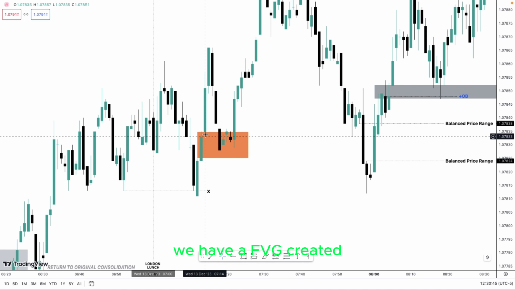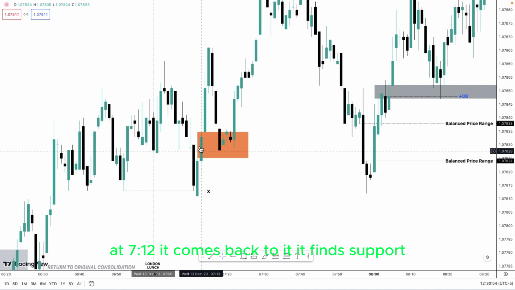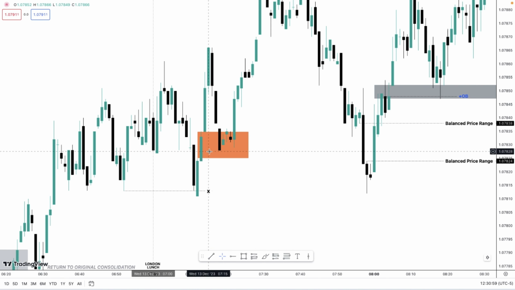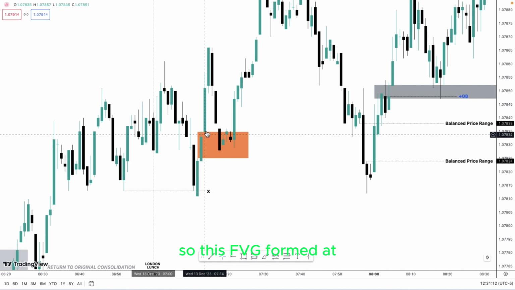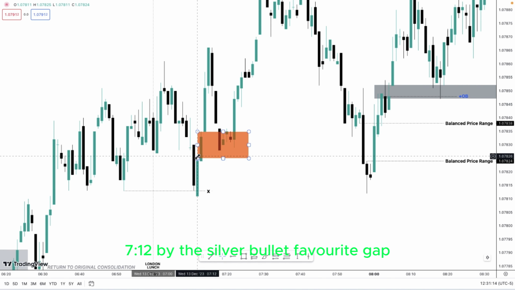We have a fair value gap created. What time is the fair value gap being created there in price? At 7:12. It comes back to it, it finds support. Now, at the start of the video, I told you that silver bullets are a small portion of the market maker buy model or sell model. So this fair value gap formed at 7:12. That's a silver bullet fair value gap.